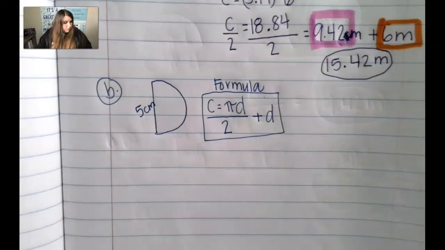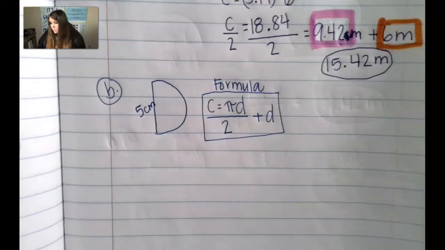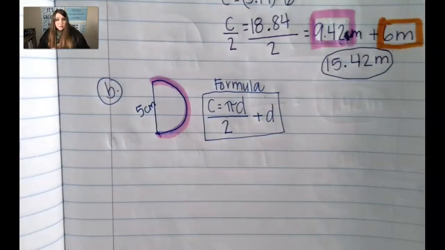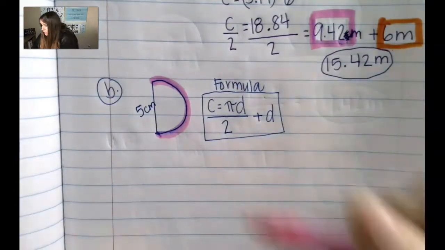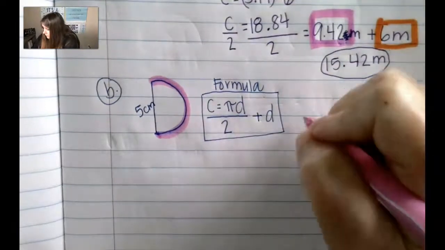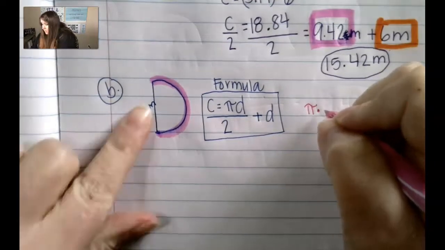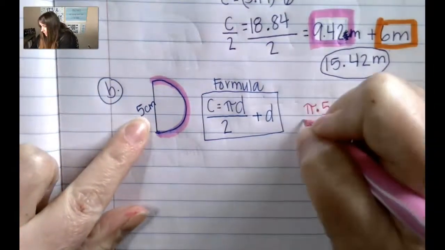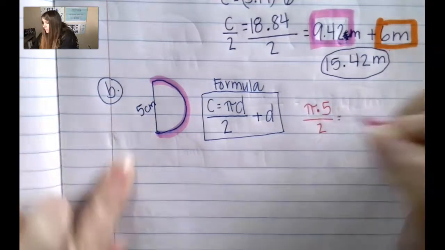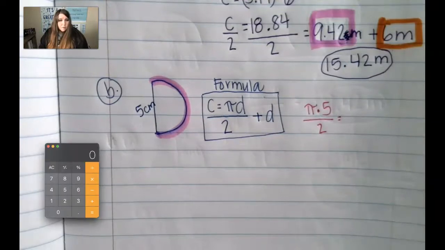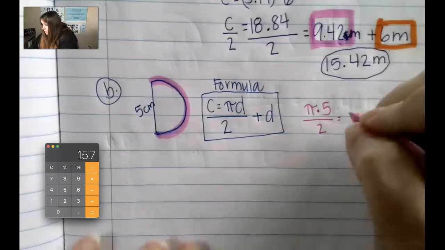Okay, so the first part of our circle we want to find is this outer edge. Okay, we want to find the curve. So to find the curve, we're going to use this part. We're going to take pi times diameter, which is 5, and then cut it in 2. So 5 times 3.14 gives us 15.7.